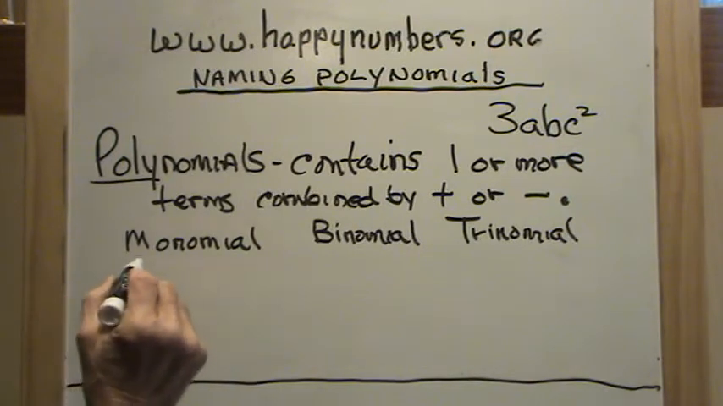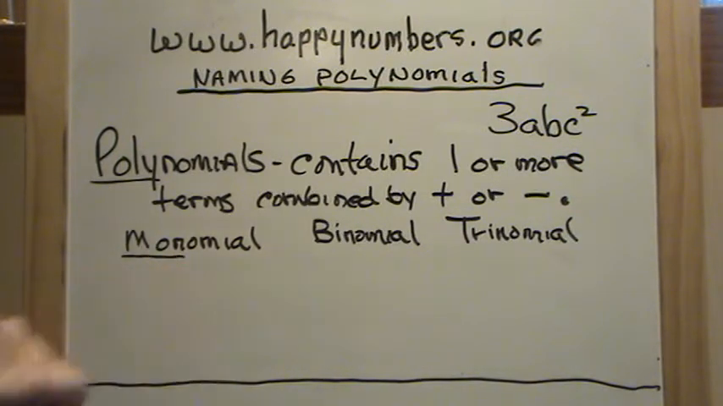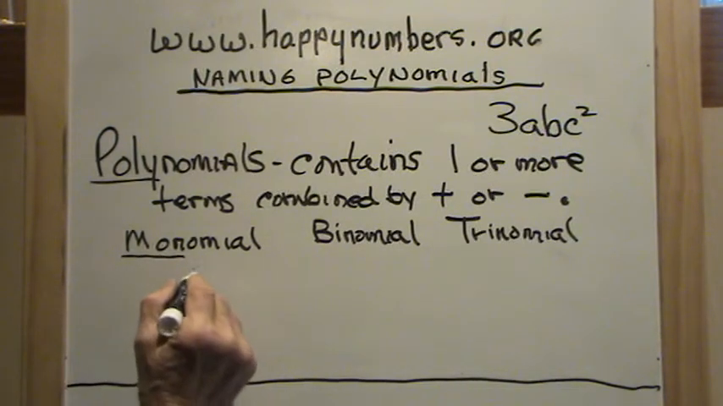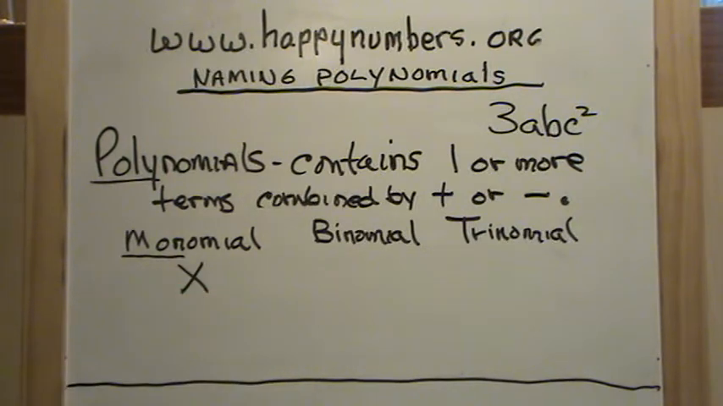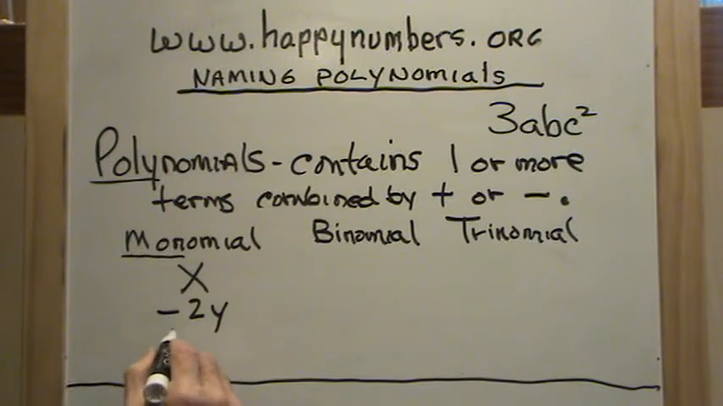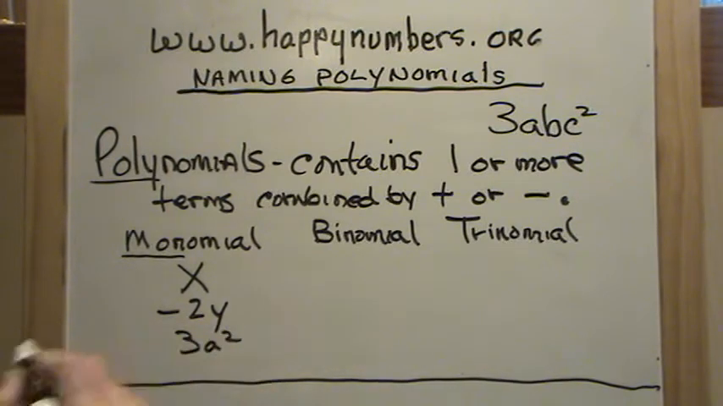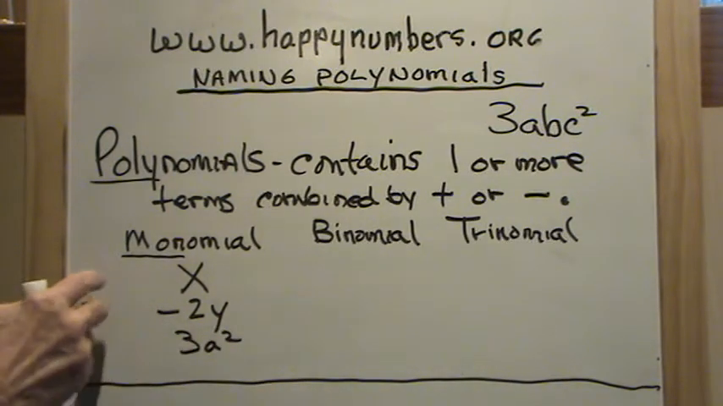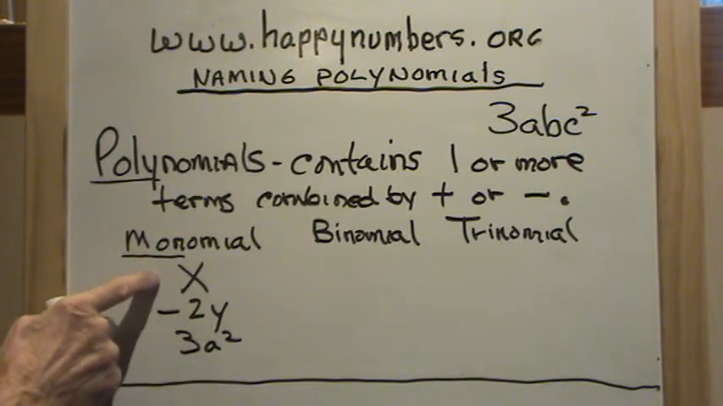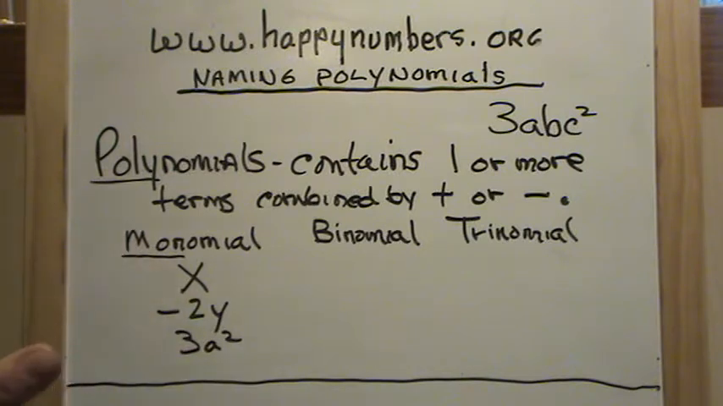Okay, now mono means one, like a monorail is a train that runs on one rail. So examples of monomials would be x, minus 2y, 3a squared. These are mono, so it means one algebraic term. So a monomial has only one algebraic term.